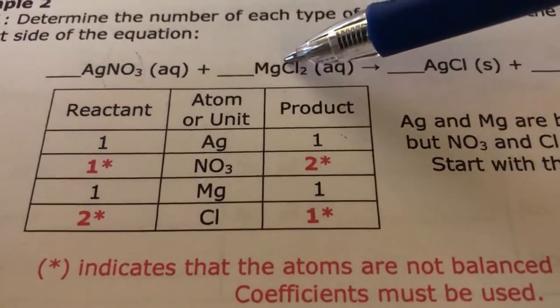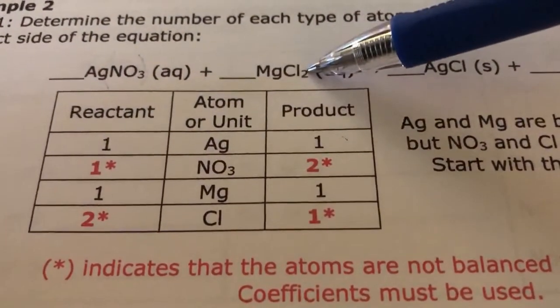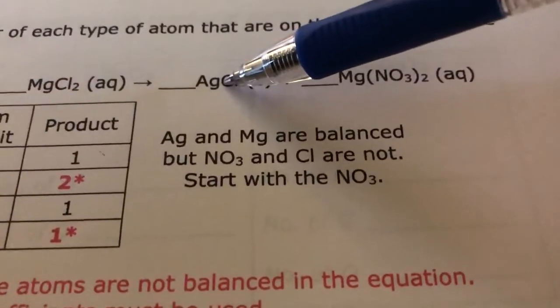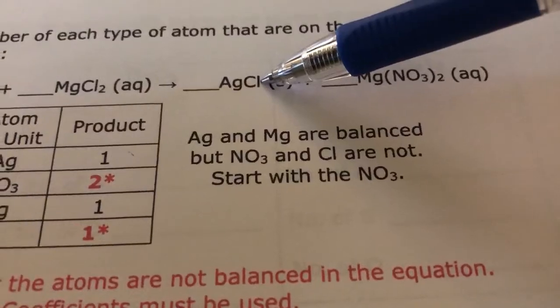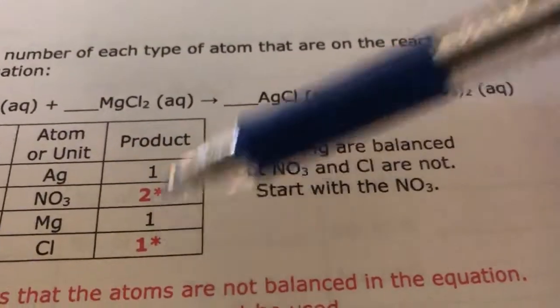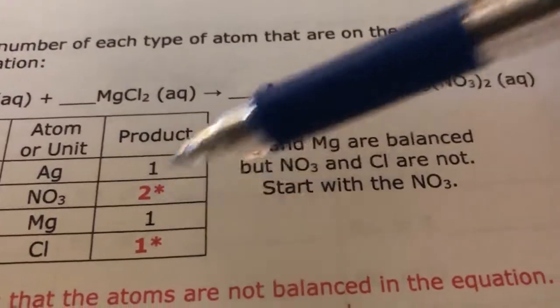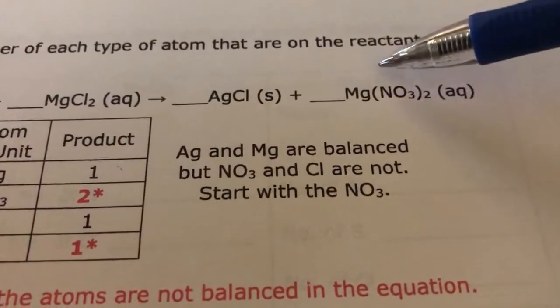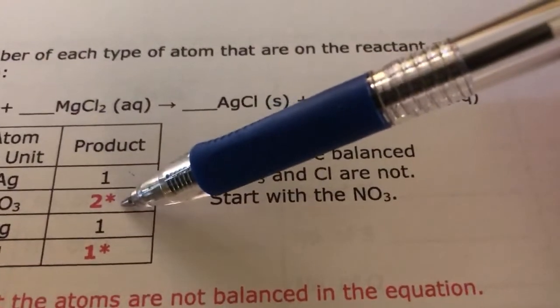We come over here to magnesium. How many Mgs do we have? We have 1. And here, how many chlorines do we have? We have 2. Now let's go to the product side. How many Ags do we have? Well, we have 1. How many Cls do we have? We have 1. How many Mgs do we have? We have 1. How many sets of NO3 do we have? Well, we see that we have parentheses here, so we have 2 sets, so we need a 2.